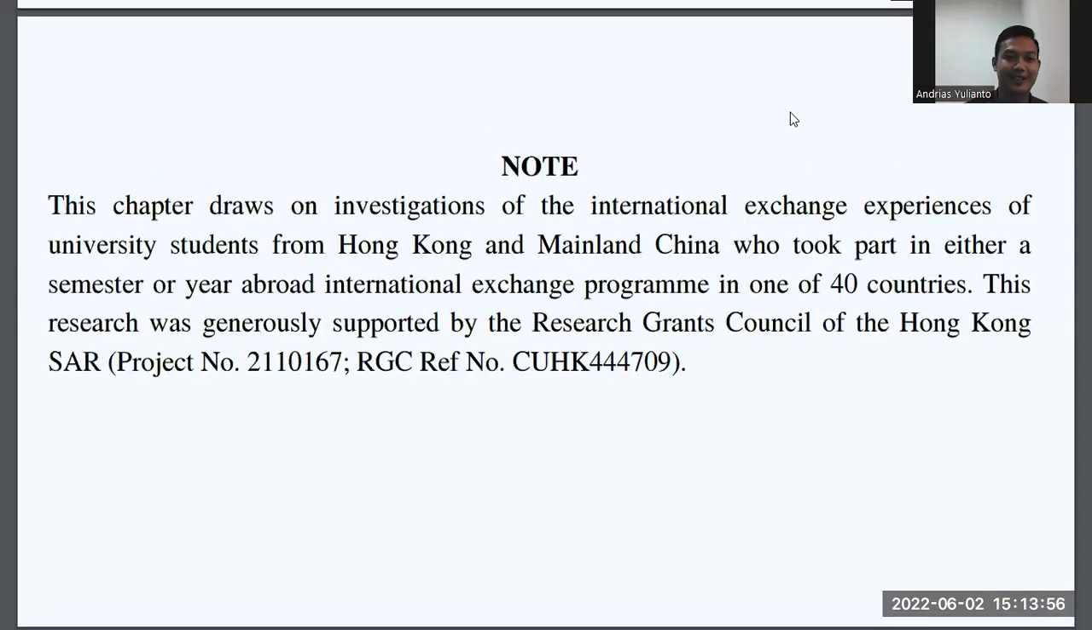And these are the notes. The chapters previously covered some investigations of the international exchange experience of university students from Hong Kong and mainland China who took part in either a semester or year abroad international exchange program in one of 40 countries. This research was generously supported by the Research Grants Council of Hong Kong. So the examples provided in this chapter in today's class are also taken from the interviews with the university students. So they share their ideas about the situations.